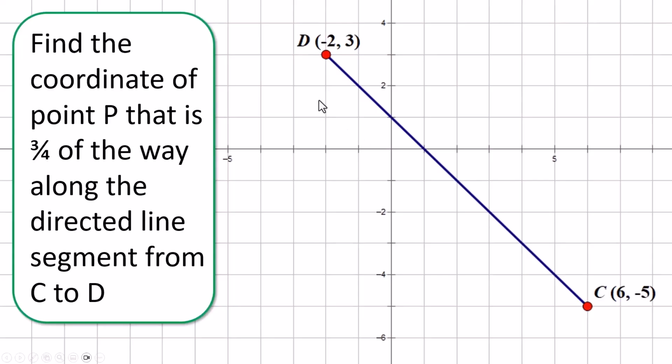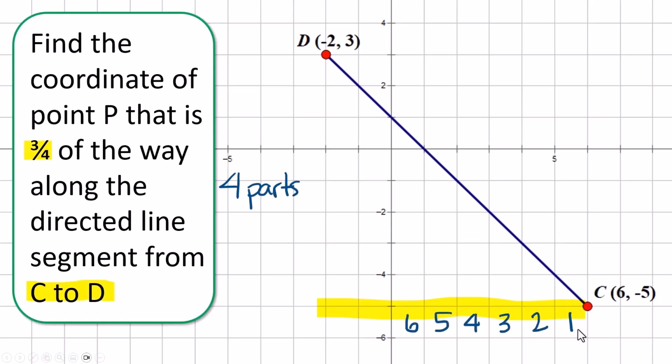from C to D. First thing I do is I draw my horizontal line because that's easier to work with than slanting lines to figure out these distances. I know I need to have 4 parts total because it says 3/4. This whole thing is 8 long, sweet, because 8 divided by 4 is 2, which means I'm going to put a point here, here, here, and here. So I just made points every 2 units. The one that's going to get me 3/4 of the way is 1, 2, 3, right here.